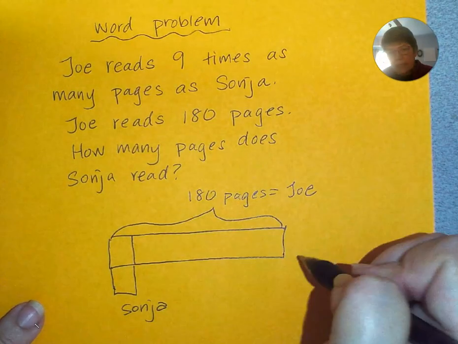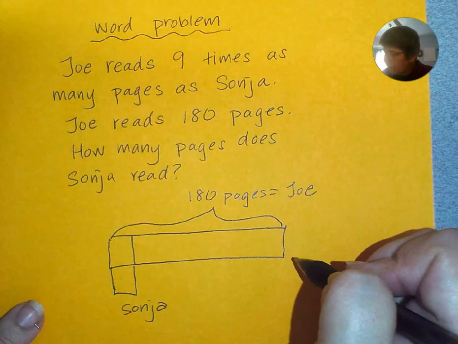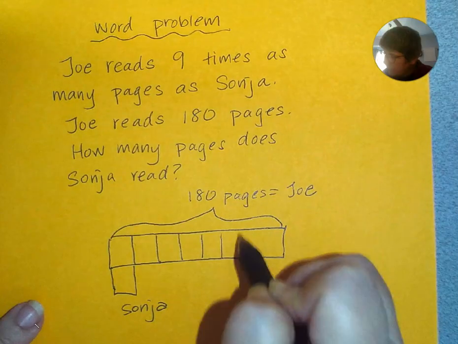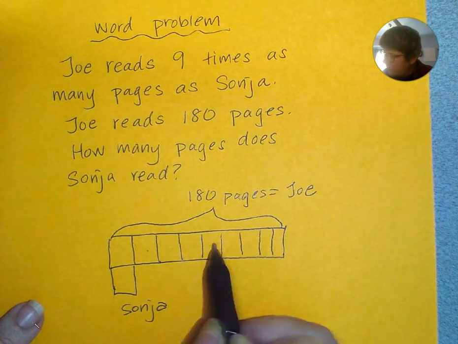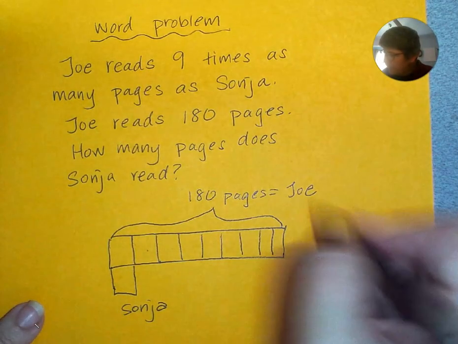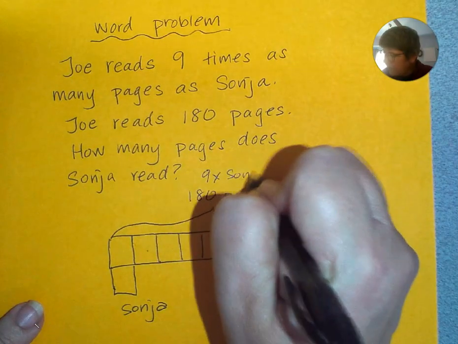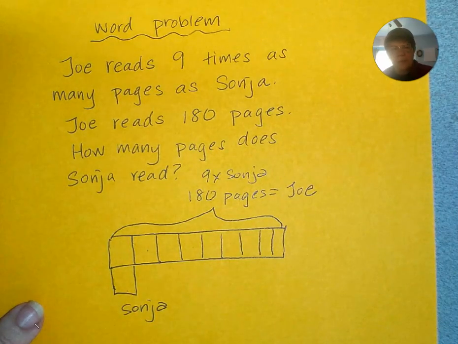And I'm going to break it up by 9 times, so I'm going to draw 8 lines. 1, 2, 3, 4, 5, 6, 7, 8. 9 parts, right? So we could say this is 9 times Sonia, right? And this is Sonia. So you might be thinking, I thought we were doing division, right?